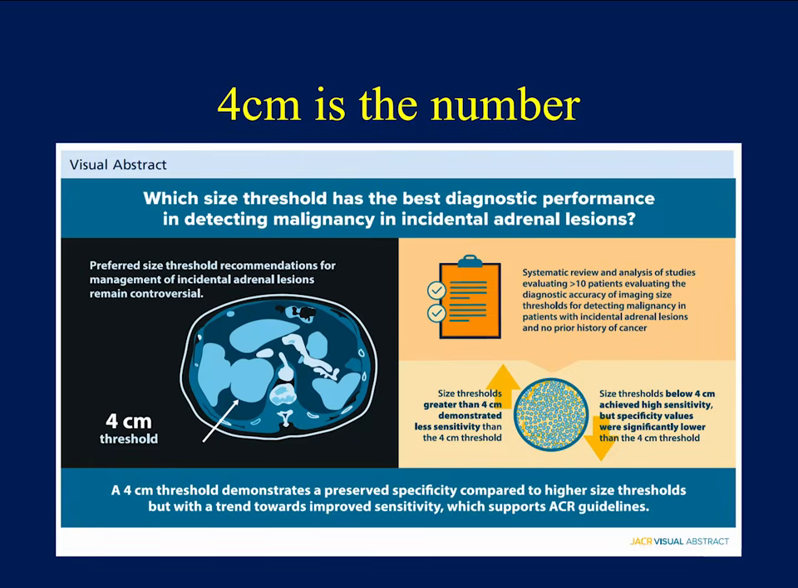4 centimeters tends to be the magic number. It's the preferred size threshold for recommendations for managing incidental lesions. It used to be 3 centimeters, but now it's in the 4 centimeter threshold. So that works out fairly well. Size thresholds over 4 centimeters demonstrated less sensitivity than 4 centimeters, and size thresholds below 4 centimeters achieved higher sensitivity, but specificity values were significantly lower, and that's why 4 cm tends to be the magic number we all use today.